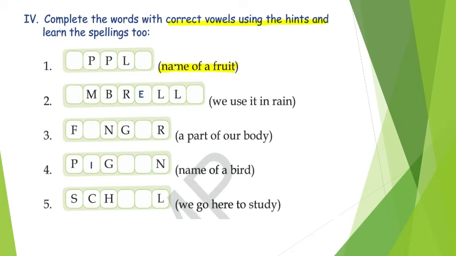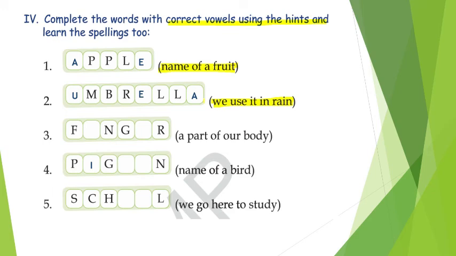So what can be the first one? The hint is name of a fruit, PPL. So the right answer can be A-P-P-L-E, apple. So the first one is apple. And for the second one, the hint is we use it in rain. What do we use in rain? We use an umbrella, right? So the spelling can be U-M-B-R-E-L-L-A, umbrella. Children, you have to learn all these spellings, alright?